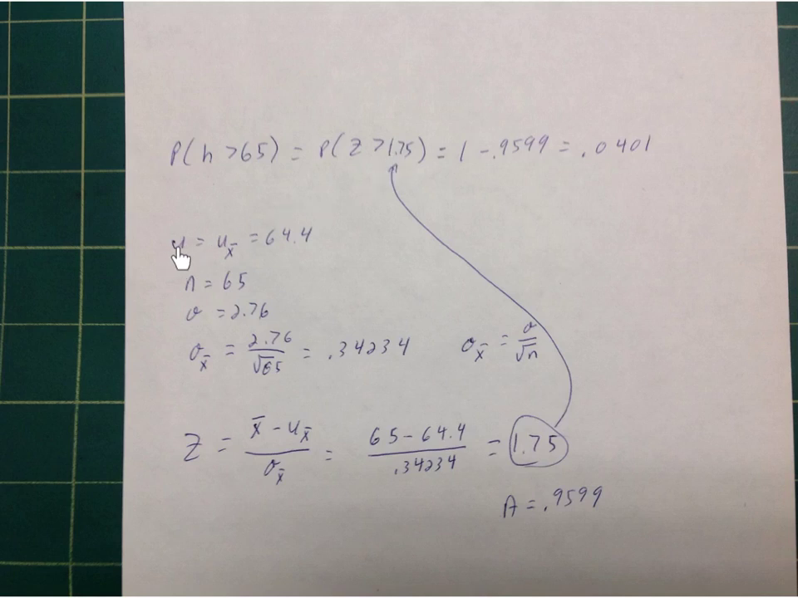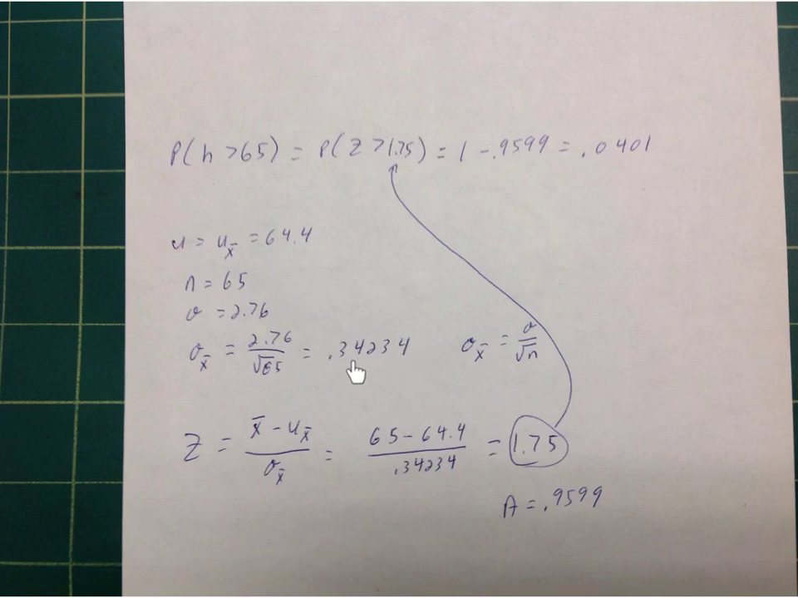So you're given the mean of the population, which is the same as the mean of the sample space, 64.5. Your sample space has 65 people. Standard deviation for the population is 2.76. You got to get the standard deviation for the sample space, which is standard deviation of the population over square root of n. So you take 2.76 and divide it by square root of 65, and I keep several digits of it.